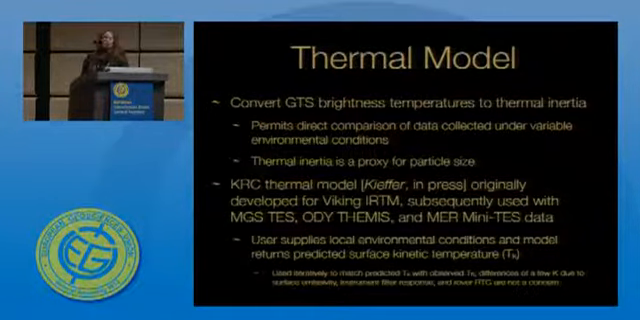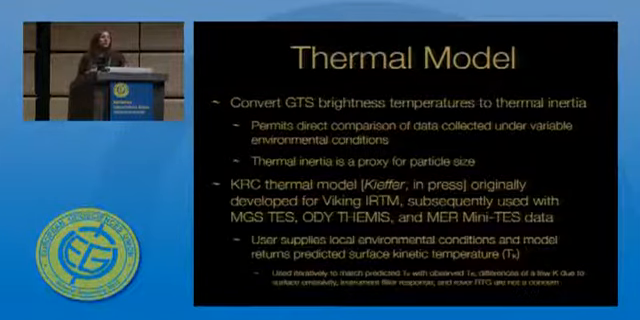The model I'm going to use here is the KRC thermal model developed by Hugh Kieffer, originally for the Viking IRTM dataset, but it has subsequently been used with the Mars Global Surveyor Thermal Emission Spectrometer, the Mars Odyssey THEMIS, and the Mars Exploration Rover Mini-TES data, so this is a long heritage model. Basically, the way it works is that the user provides information about the local environmental conditions, things like your elevation, your latitude, what the albedo is, all kinds of things that factor into the daily temperature variations. The model takes those along with an initial guess at the thermal inertia, and it gives you back a predicted kinetic surface temperature.